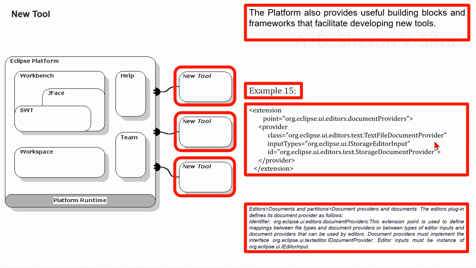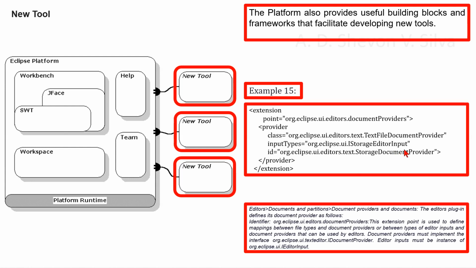The extension org.eclipse.ui.editors.documentProviders is used to define mappings between editor file types or file extensions and document providers. The editors plugin defines its document provider as follows here. The extension point allows plugins to register document providers and associate them with either a file extension or an editor input class. Since the Java editor does not define its own document provider extension, it inherits the generic document provider specified for all input types that are IStorageEditorInput.